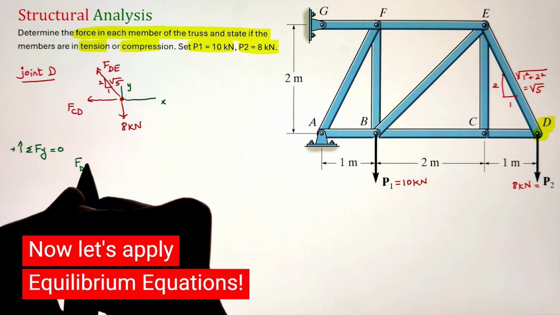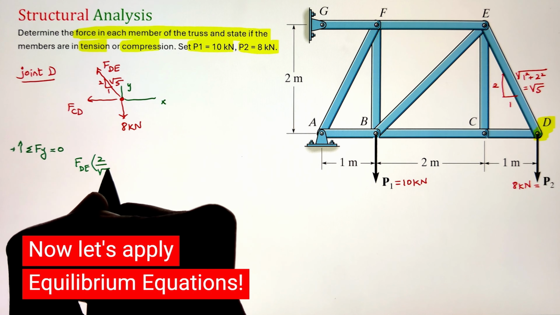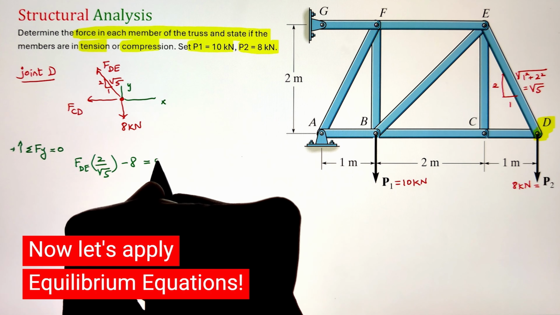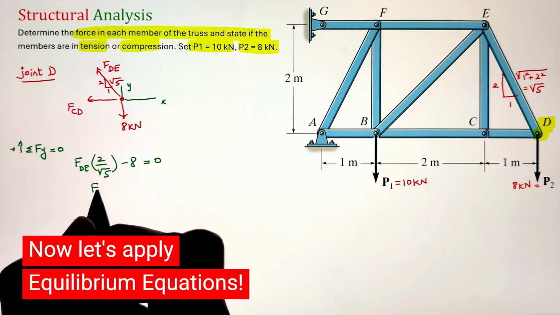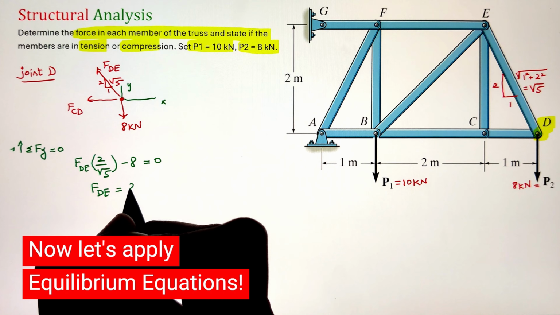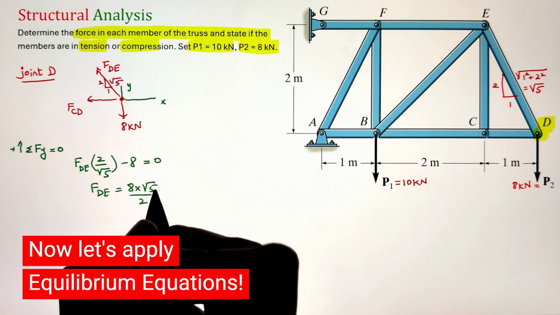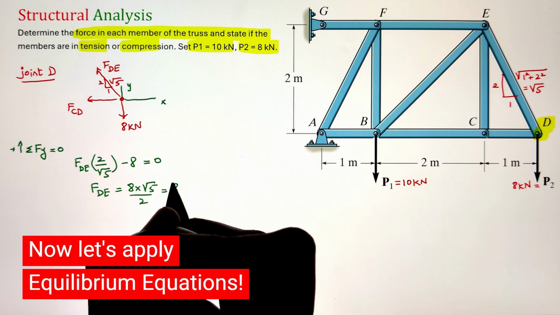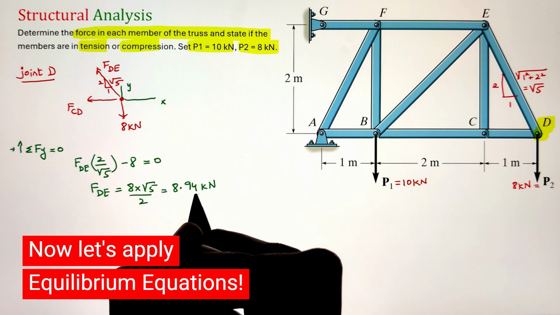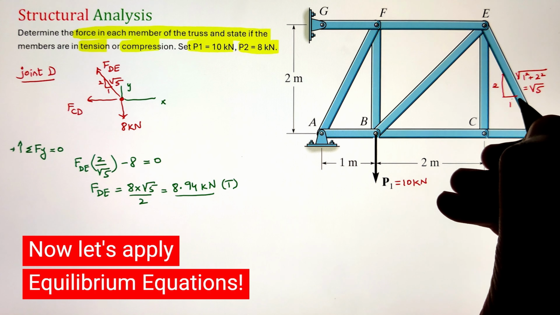Once we have our free body diagram, loads and angle figured out, we can apply our equilibrium equation of summation of forces acting along the y direction equals 0. Simplifying, we get our value of FDE as 8 times root 5 divided by 2, that is coming as 8.94 kilonewton. Since the number here is positive, it means that the force in the member is in tension.